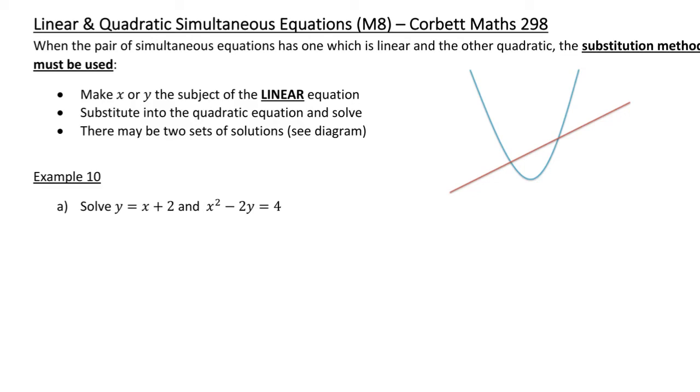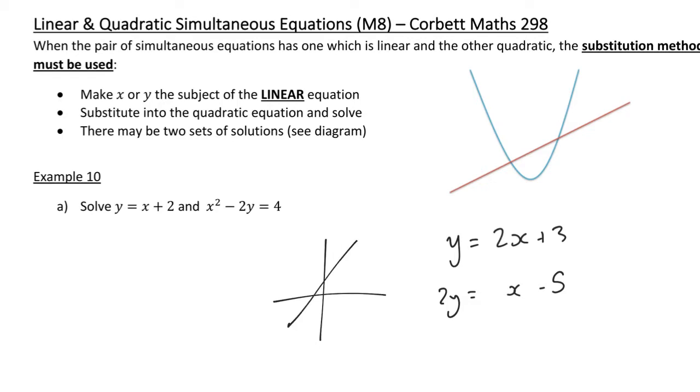Linear and simultaneous equations. If you remember back to simultaneous equations, they are a pair of equations of which there are solutions to, and there's normally one solution. That's because the ones we've been looking at are linear forms, so y equals 2x plus 3, and 2y equals x minus 5. Those equations can be solved graphically, and they might look like that, and then the point through which they meet would be the solution.